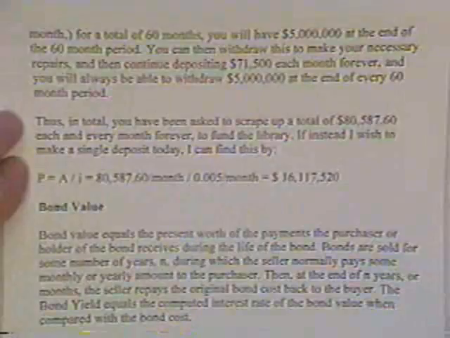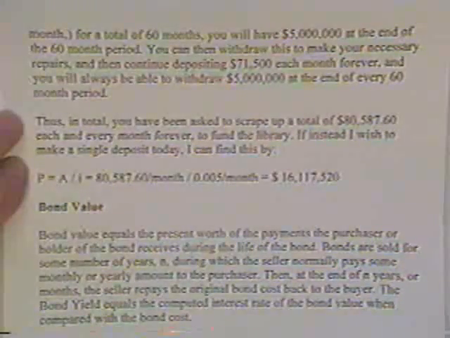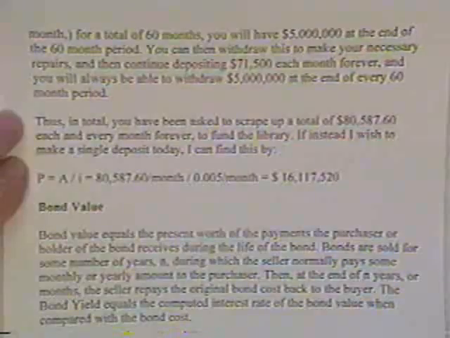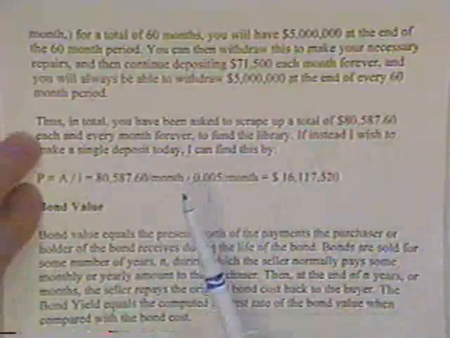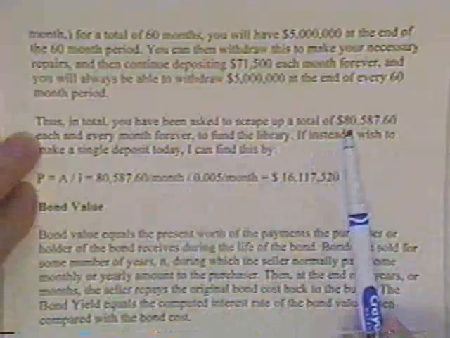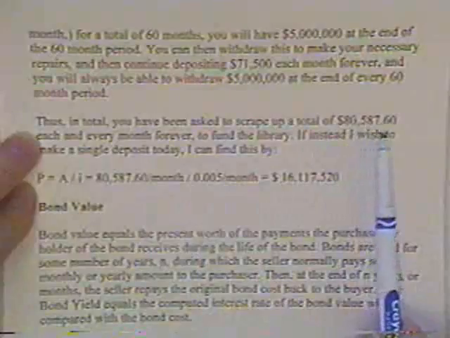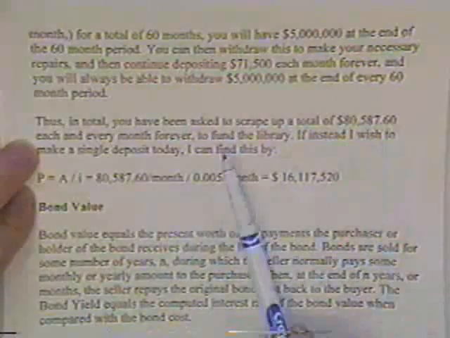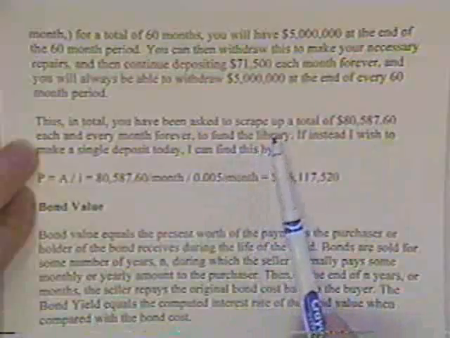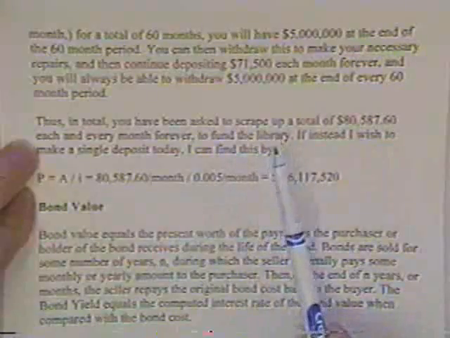Previously, we found you had to give the bank $997 at the end of each month, and you had to give the bank $8,110 at the end of each month. All you've got to do is add up all of the things you've got to give the bank at the end of each month, and you'll find that you have to scrape up $80,587.60 at the end of each month, forever and ever, to properly fund the light bulbs, the general repairs, and the major overhauls.